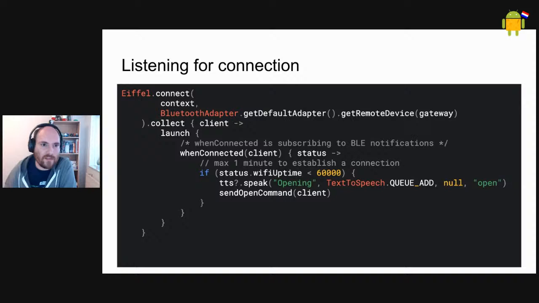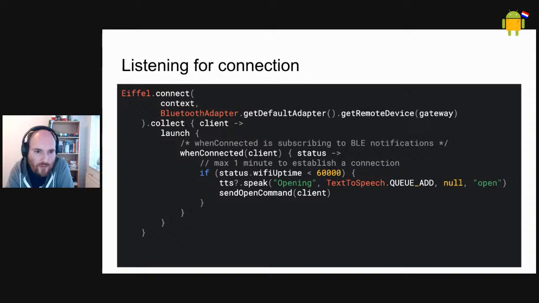So listening for that connection, I have my Bluetooth wrapper called Eiffel. Yeah, I'm bad with naming. If you know the song, then you probably know why it's called Eiffel. So it connects. It's also a flow. And every time it connects, it will emit a client, an instance of Eiffel. And with that client, I can then check and wait until it's connected.